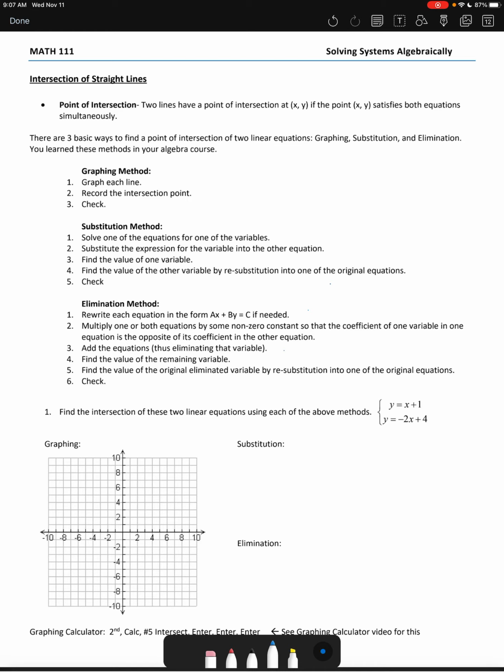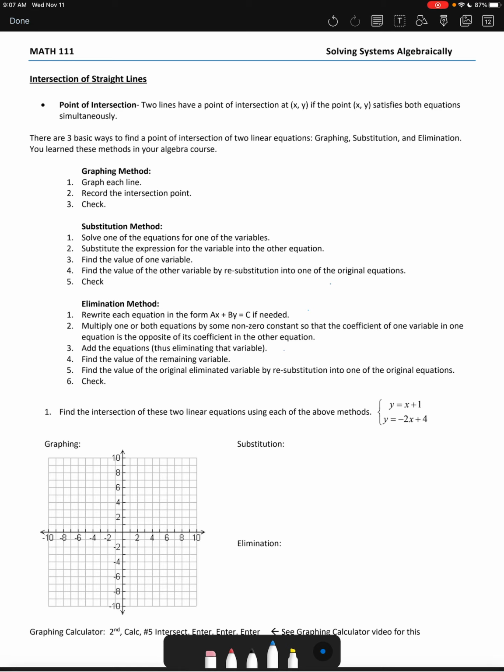There are three basic ways to find the point of intersection, and those are graphing, substitution, and elimination. And I'm not going to read through all of the steps of each one. Those are there for you to refer to as you do these on your own. But what I would like to do is just go ahead and solve a system using all three of these methods as a quick review.